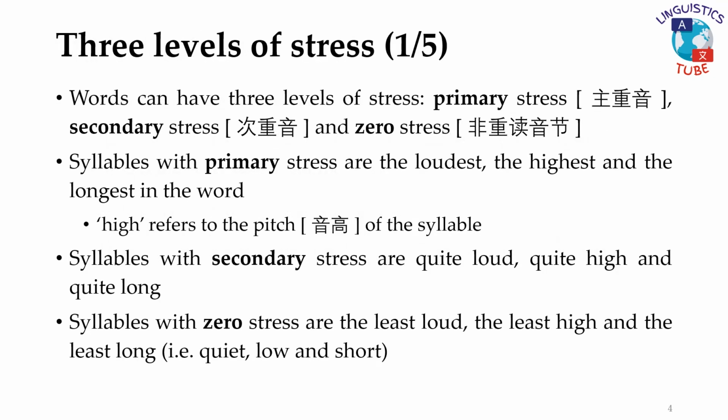Instead of just two levels, stressed and unstressed, there are actually three levels. Primary stress, which is what I called stressed in the previous video, secondary stress, and zero stress, which is what I called unstressed in the previous video. A syllable with primary stress is the loudest, the highest, and the longest. By highest, I mean the pitch of the syllable. A syllable with secondary stress is quite loud, quite high, and quite long. Finally, a syllable with zero stress is quiet, low, and short.